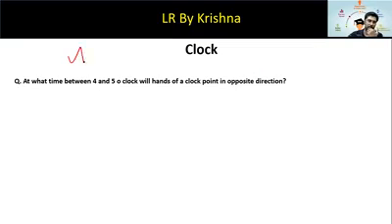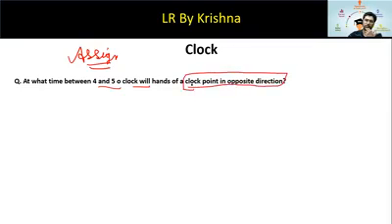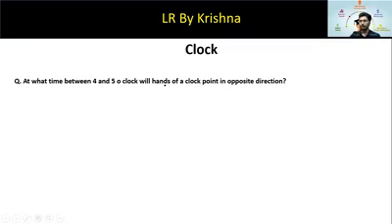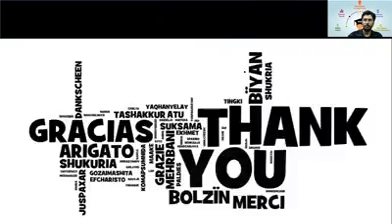This question is your assignment. At what time between 4 and 5 o'clock will the hands of a clock point in opposite directions? We have solved a similar question. This shouldn't be a problem. Okay. Take it as your assignment. Very simple question. You can solve it orally also, but take your time. At what time between 4 and 5 o'clock do the hands of a clock point in opposite directions?